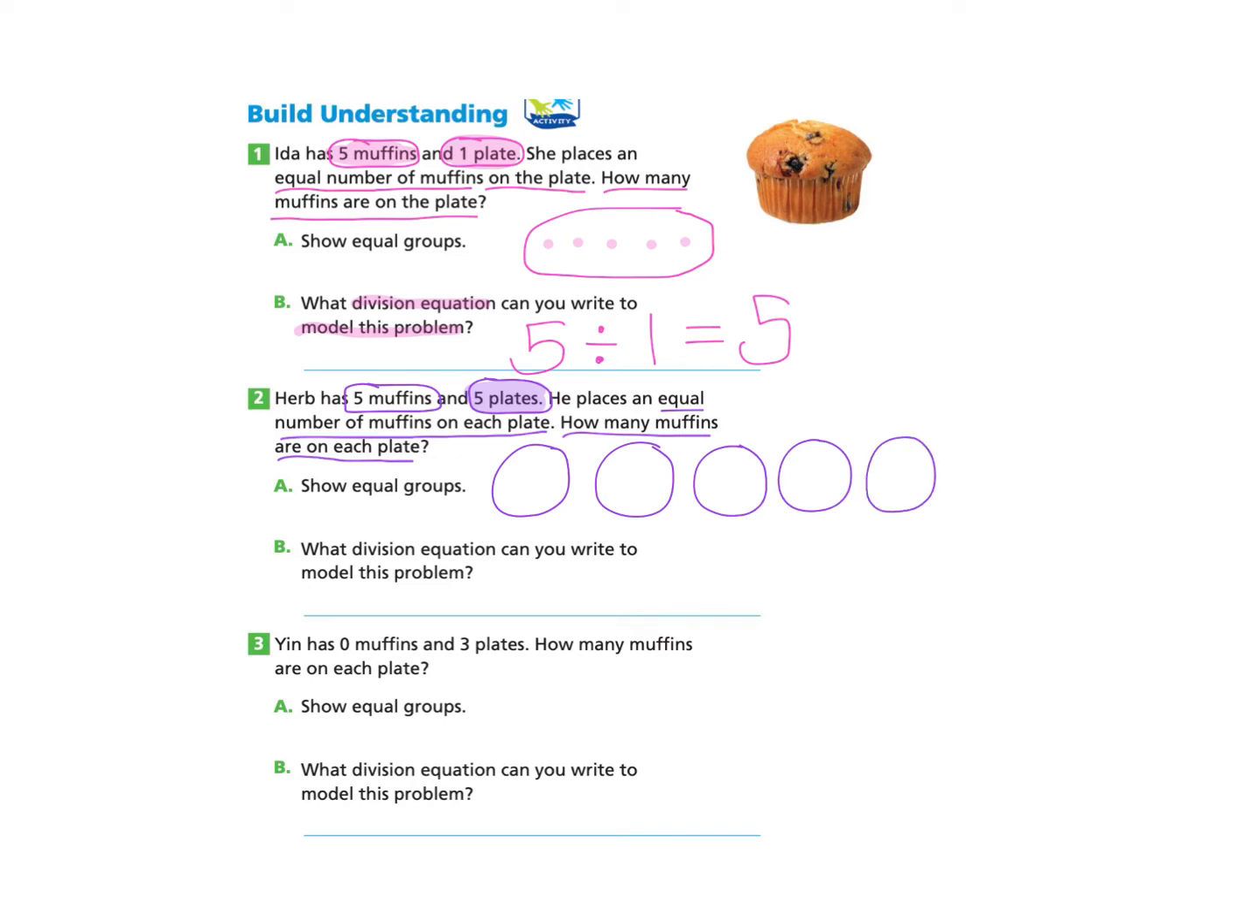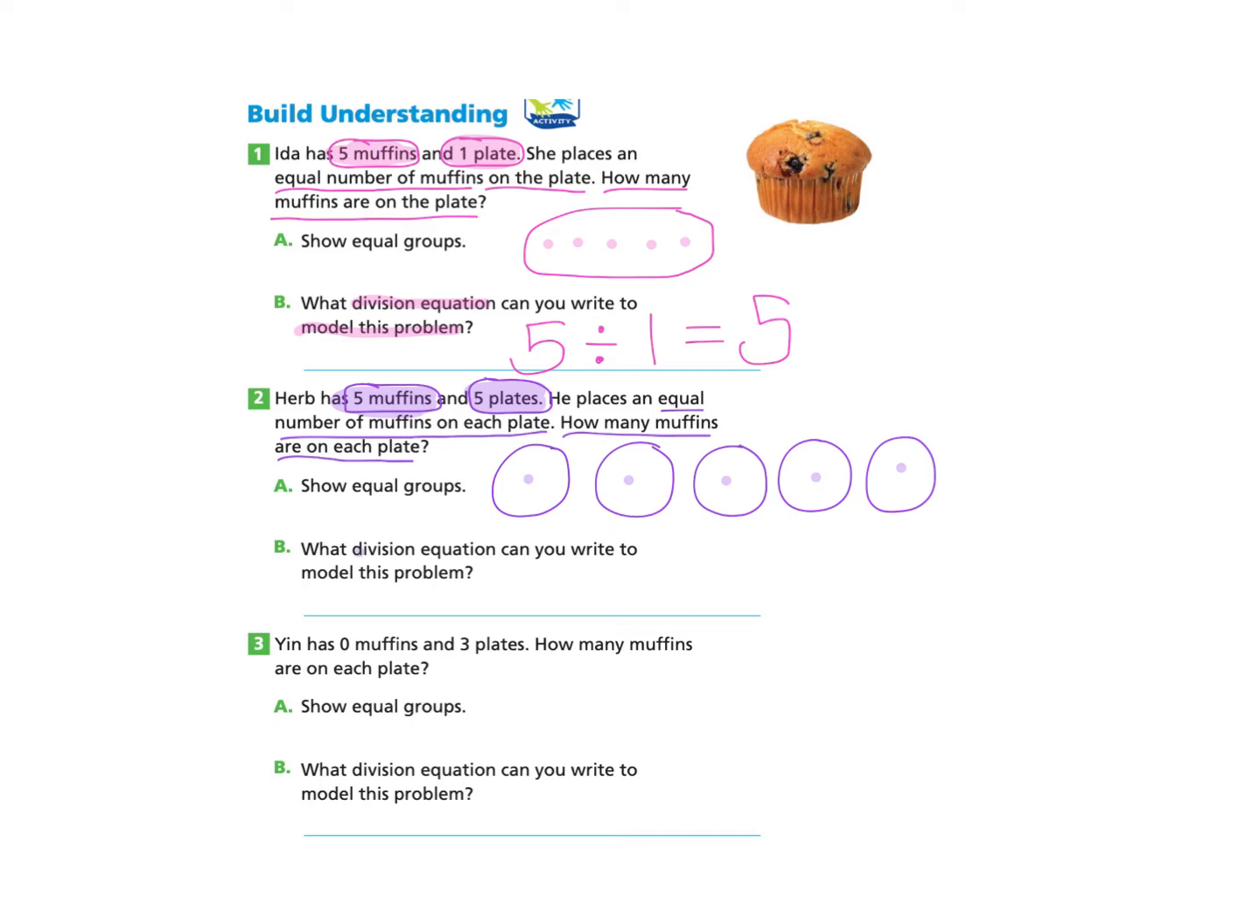We also know that Herb has 5 muffins. So if he only has 5 muffins, then we need to put an equal amount on each plate. So let's just count them out. 1, 2, 3, 4, 5. All right, that's all the muffins we have. So how many are on each plate? We see that there is only 1 muffin on each plate. Now let's look at Part B.